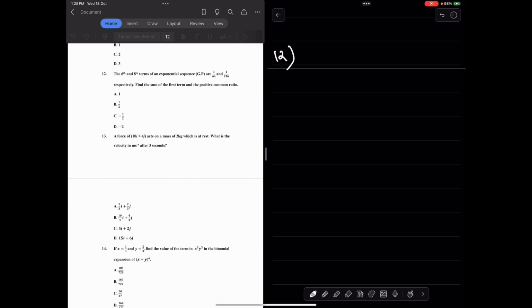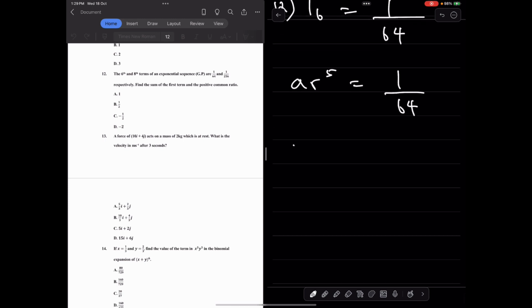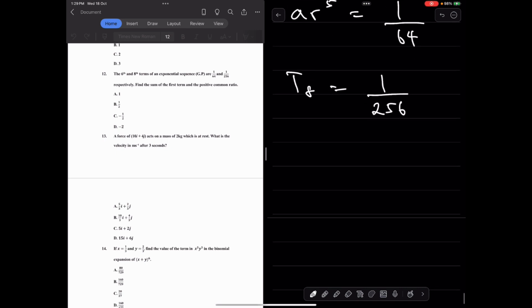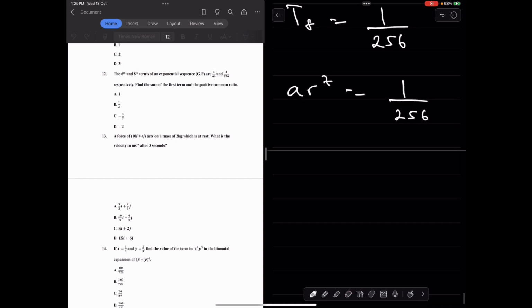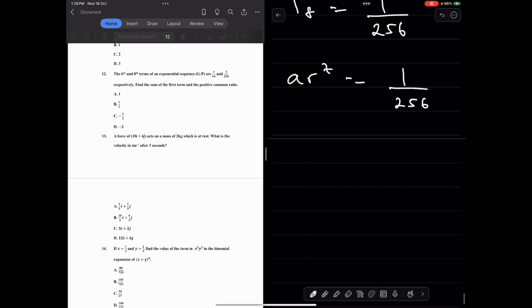It says the 6th and 8th terms of an exponential sequence, GP, are 1 over 64 and 1 over 256 respectively. T6 is 1 over 64. That means AR raised to the power 5 equals 1 over 64. And the 8th term, T8, is 1 over 256. That simply means AR raised to the power 7 is equal to 1 over 256. The question says, find the sum of the first term and the positive common ratio. Let me find the common ratio first of all.